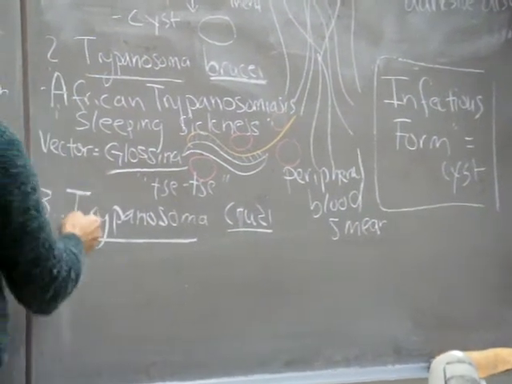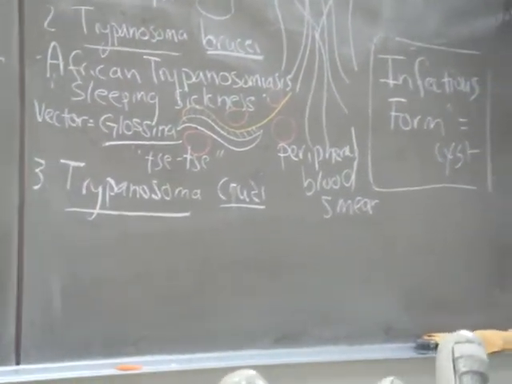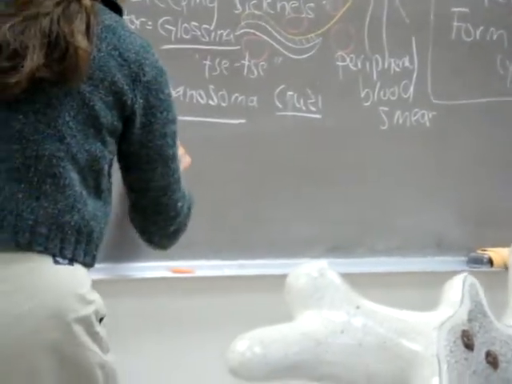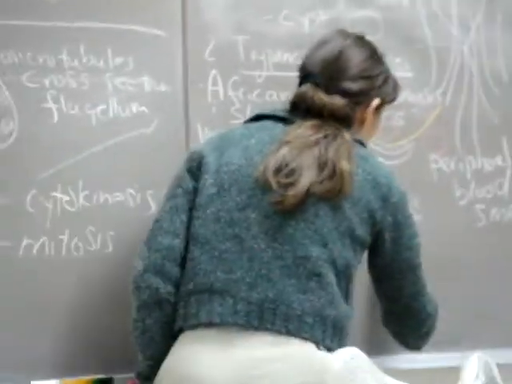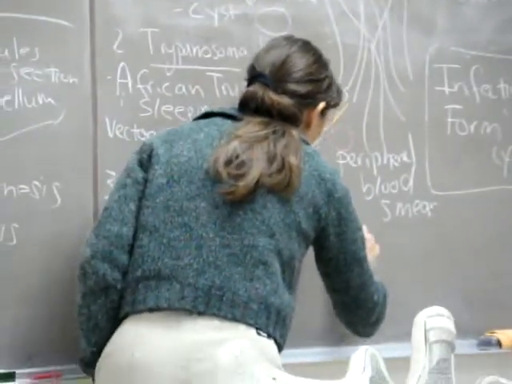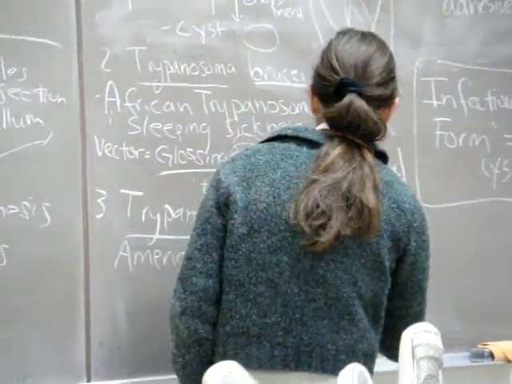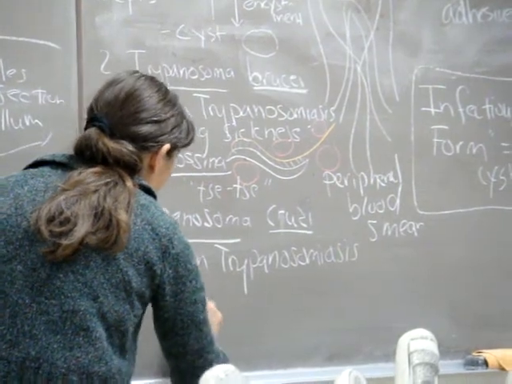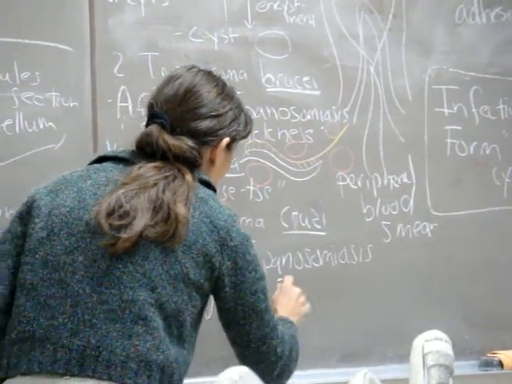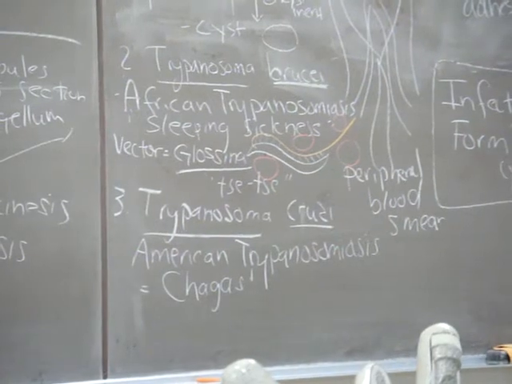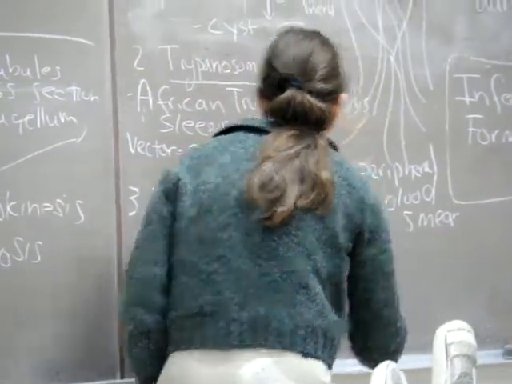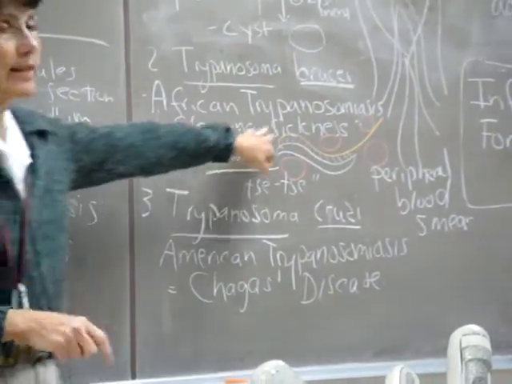Now, a related pathogen, also a trypanosome, is called Trypanosoma cruzi. And this causes American trypanosomiasis, or Chagas disease, named after the Brazilian doctor who did a lot of work. Dr. Chagas was a Brazilian doctor who did a lot of the investigation to figure out the life cycle. It looks basically the same.